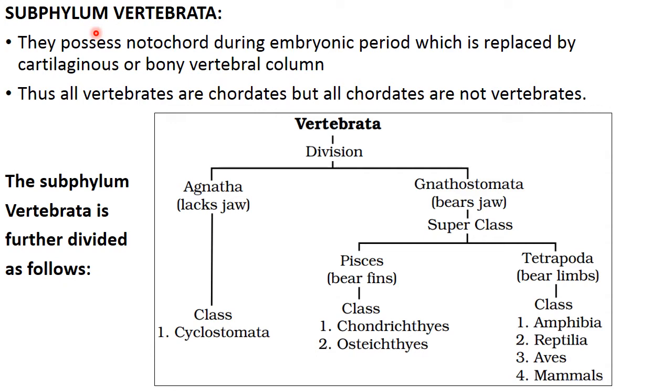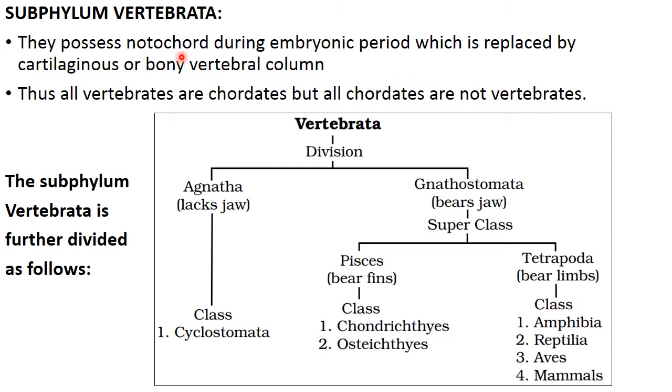We call it subphylum Vertebrata because in vertebrates the notochord is present but during the embryonic period, and this notochord will then be replaced by either a cartilaginous or bony vertebral column. That's why we say all vertebrates are chordates. That means these are subphylum Vertebrata. These are chordates, but all chordates are not vertebrates, because protochordates we don't classify as vertebrates because they don't have a vertebral column.